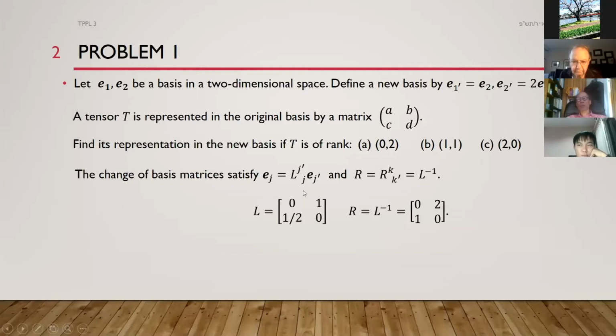So what is L? To go from the prime basis to the old basis, E1 is actually 1/2 of E2 prime. That gives us this column 0, 1/2. And E2 is E1 prime. That gives us a column 1, 0. And the inverse is easily computed.